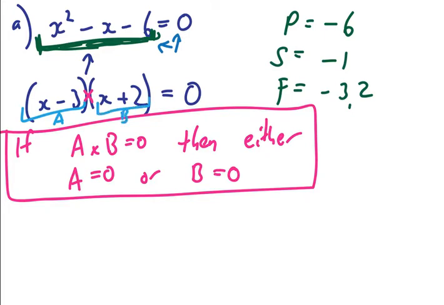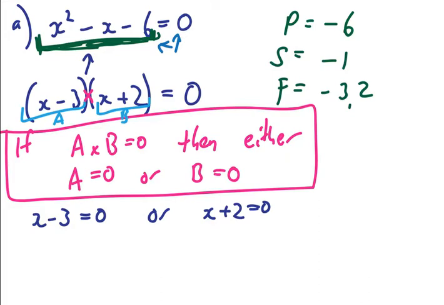So if the two things multiplied together equal 0, then either A equals 0 or B equals 0. So this leads me now to two cases. I have either x minus 3 is equal to 0, or x plus 2 is equal to 0. So I've now broken down and got myself two equations which I need to solve.